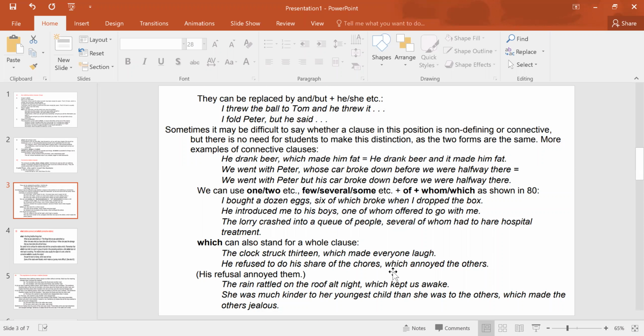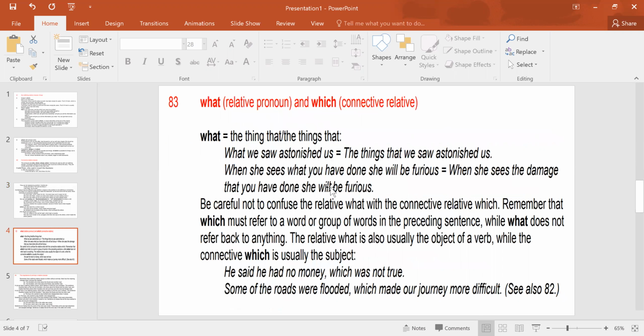The same is the case here. You are using which for this whole clause. The same in this case and the same in the next example as well. What as relative pronoun and which as connective relative. We have already discussed these things as well. What as relative pronoun here and which as connective relative. What is equal to "the thing that" or "the things that". What we saw astonished us. It means the things that we saw astonished us.